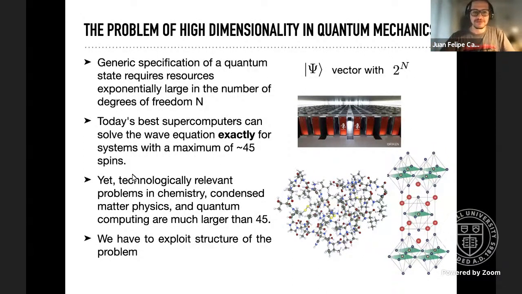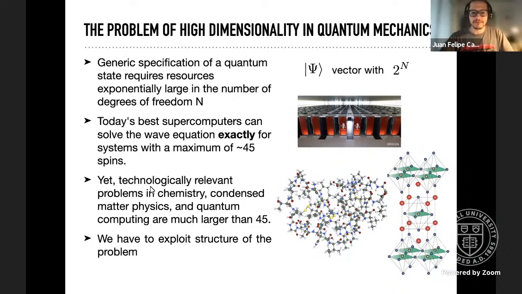The first thing is that the generic specification of a quantum state requires resources that grow exponentially in the size of the system, say the degrees of freedom n. For instance, for a spin 1/2 system, the quantum state is a vector with 2 to the n components, so it's very fast growth. It's so bad that today's best supercomputers can solve the wave equation exactly for a system of up to 45 spins, using some of the knowledge we have about the systems, such as symmetries and conserved quantities and so on.